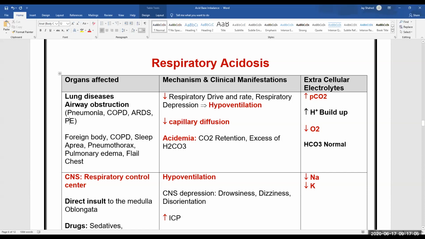So what do you notice here? It's all respiratory issues, right? So respiratory issues give you what? Acidosis. Does that make sense? So tell me about the mechanisms here. What's going on in the clinical manifestation? What does that mean? Your respirations are lower, you're hypoventilating, which means you're not releasing CO2, you're retaining it. What does capillary diffusion mean?